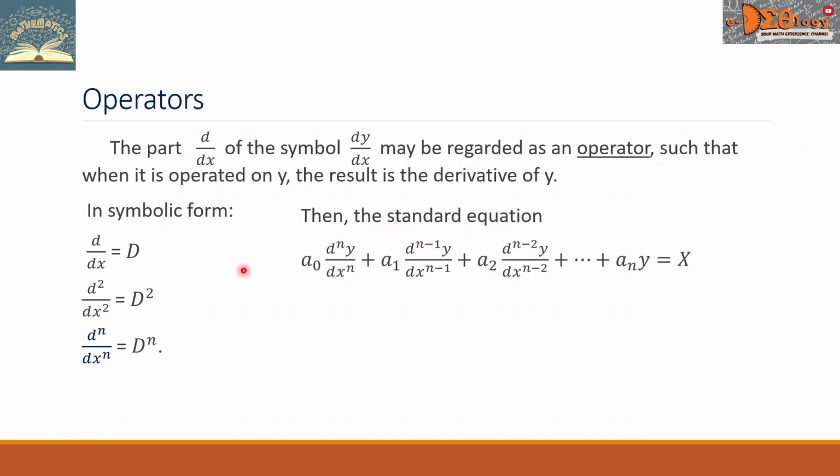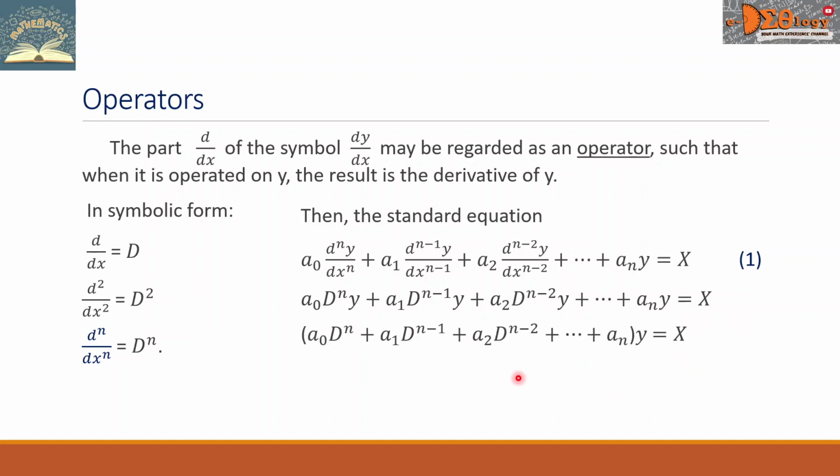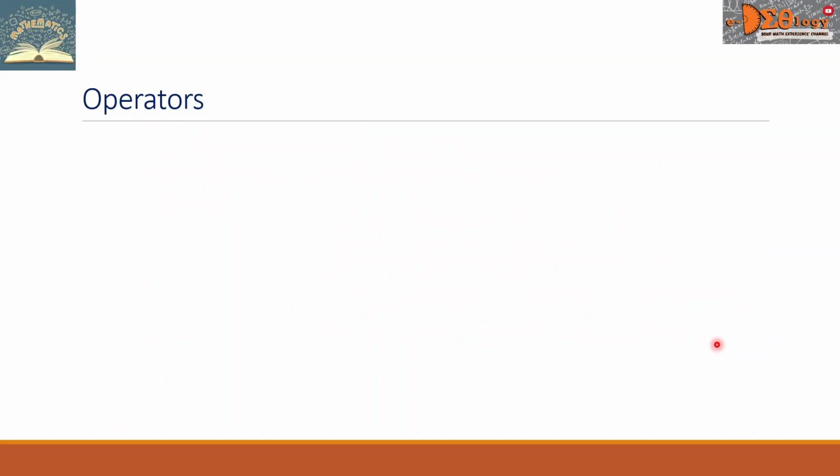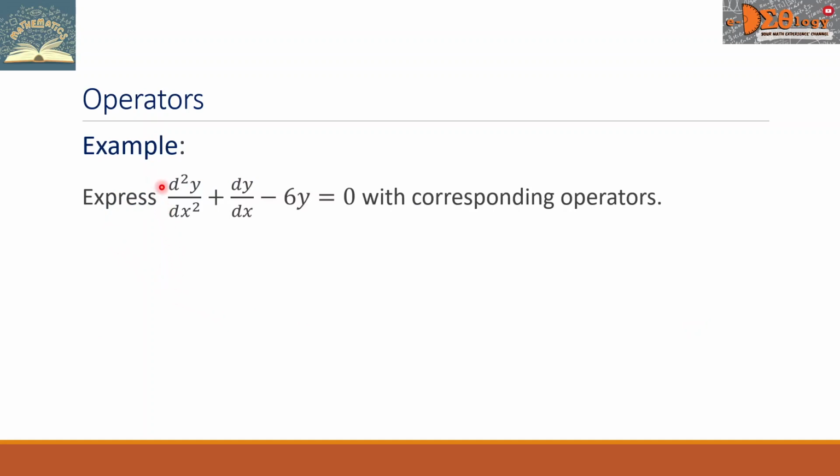Then, the standard equation given here, that is regarded as equation 1, can be rewritten like this. And on the left side, we can see that a common factor of variable y is observed. So we can factor it out, and we can rewrite this equation like this. This is now equation 2. For example, express second derivative of y with respect to x plus first derivative dy over dx minus 6y equals 0 with corresponding operators. So this will be the answer. The quantity D square plus D minus 6, and then this is multiplied by the variable y equals 0.